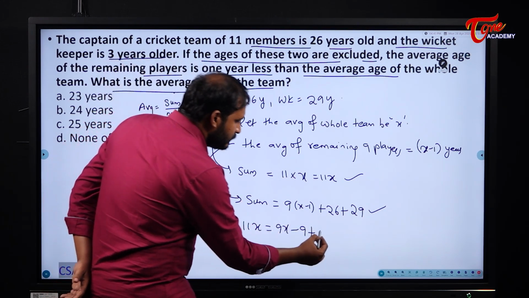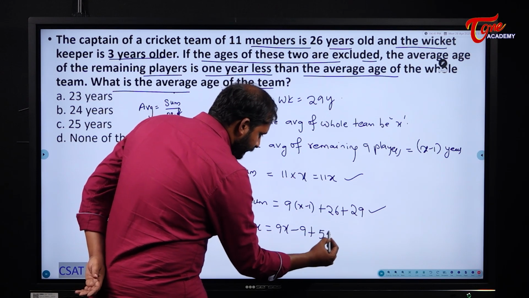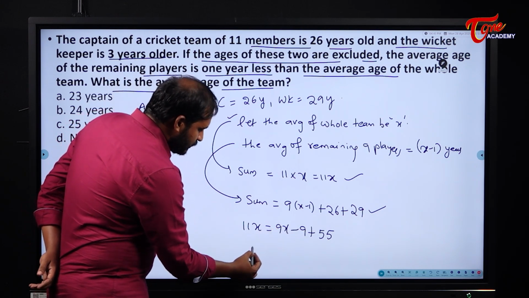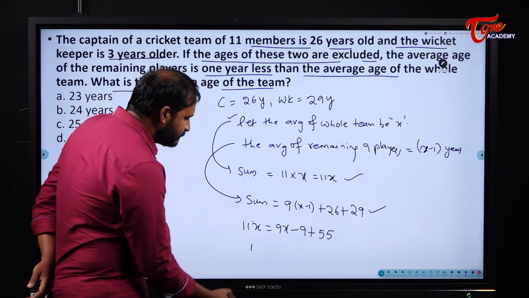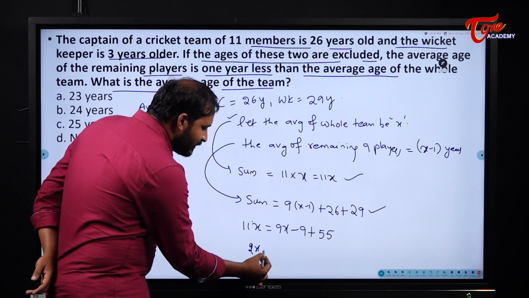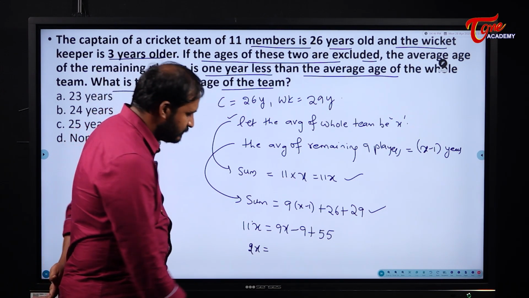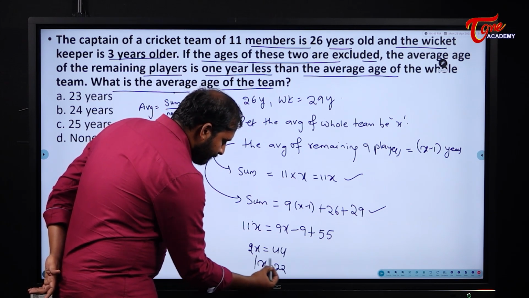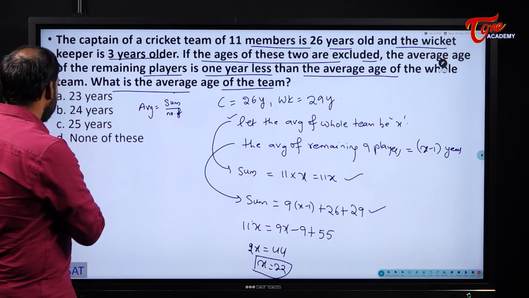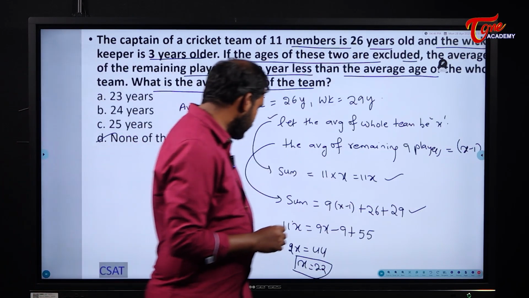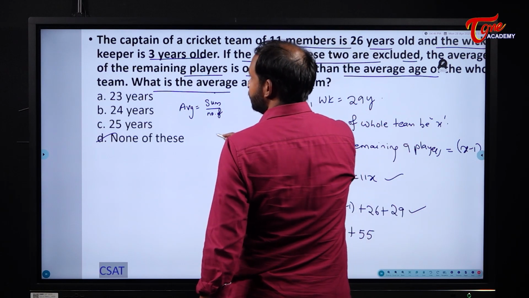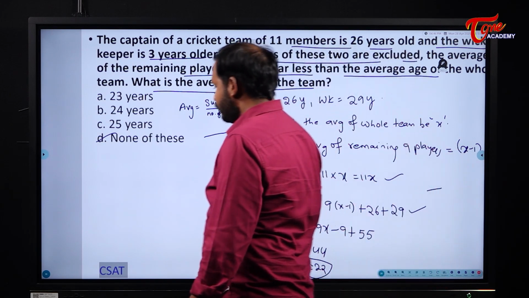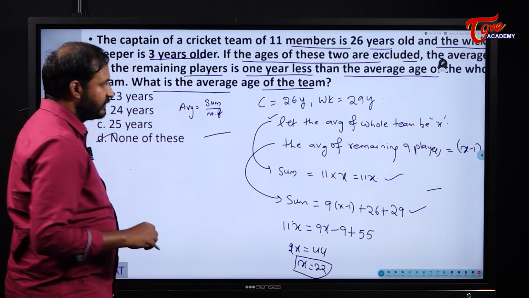What does it become? 55 for us. So now when I send 9x to this side, it becomes minus 9x. So 2x value will become what for us here? 55 minus 9 becomes 44. So x value will become how much? 22 here. So the answer for this one is none of these.